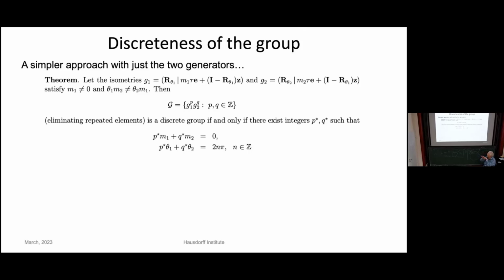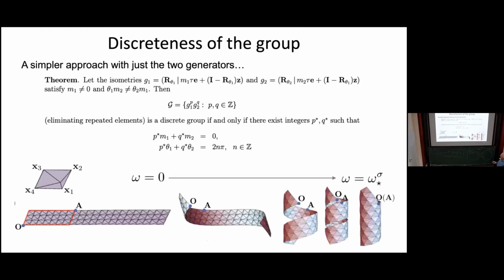And so what P star and Q star correspond to is you could roll it up like this, or you could roll it up like this. So there's many ways to roll it up. And this tells you the ways you can roll it up and get perfect matching. So the end result is you'll always get a picture which looks like this if you satisfy the conditions of this theorem.